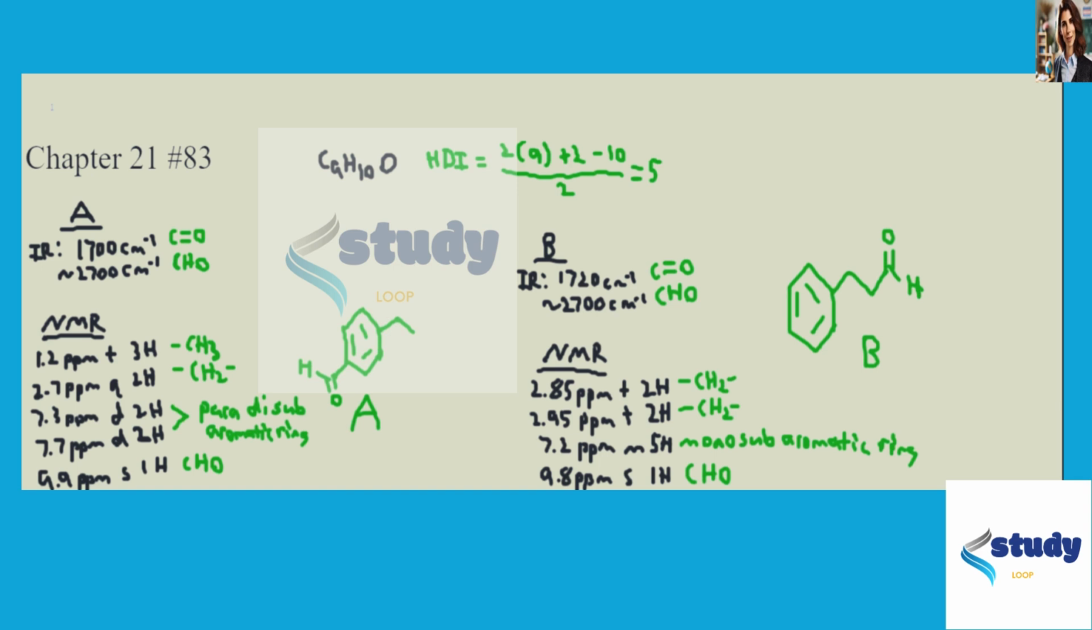Again, as always, when we're given a formula, start by calculating an HDI, and then look at the IR information that we have, and then look at the NMR information that we have. Try to figure out the pieces of the molecule based on the NMR signals and the splitting patterns, and then put everything together. And that's the answer to chapter 21, problem number 83.